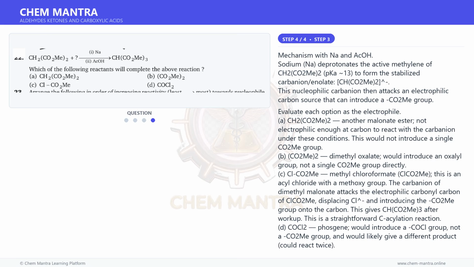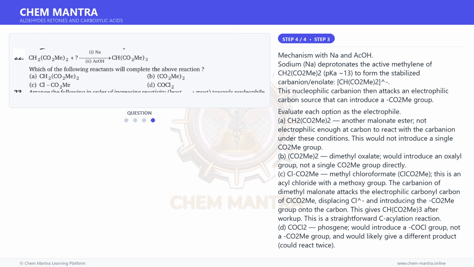Evaluate each option as the electrophile. A. CH2(CO2Me)2, another malonate ester, is not electrophilic enough at carbon to react with the carbanion under these conditions. This would not introduce a single CO2Me group. B. (CO2Me)2, dimethyl oxalate, would introduce an oxalyl group, not a single CO2Me group directly.